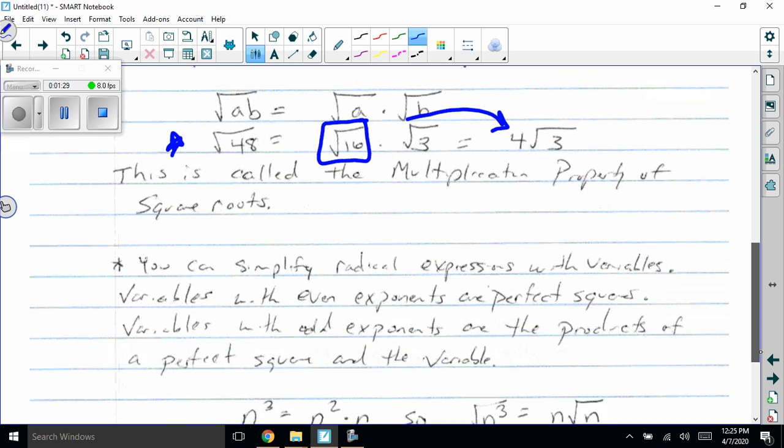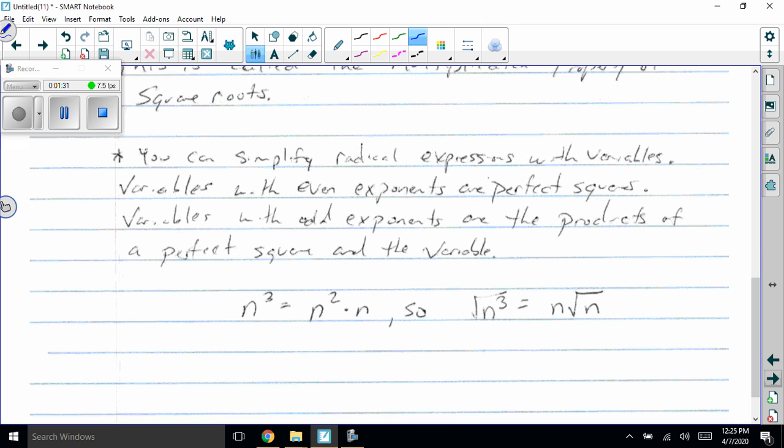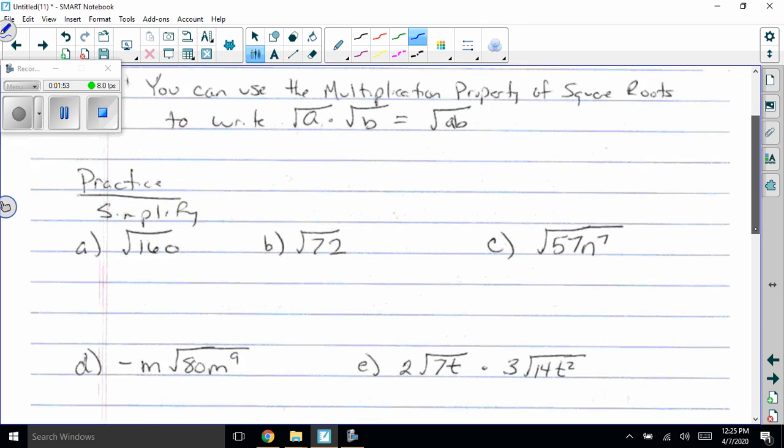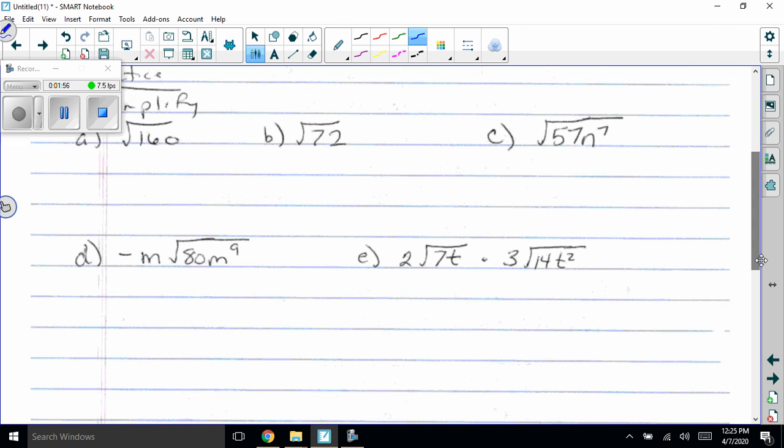And then you can do the exact same thing with variables. Take the radical n cubed right here. You have actually n squared times n. The square root of n squared, n, can come out, and you're left with n radical n as your simplified version of that expression. Again, we already covered this last chapter, so hopefully we get a general idea of what to do, which should make this a little bit easier as we move on into the next couple of sections.